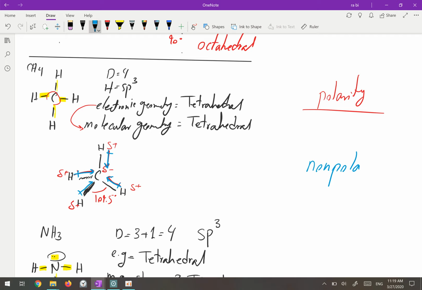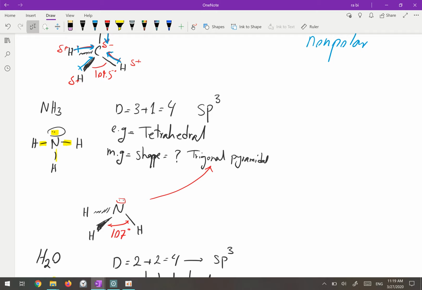NH3, we have shown that NH3 is a polar molecule, so I won't repeat that one. You have three polar bonds in this direction, and these three vectors cannot cancel out each other. So actually, when you have a trigonal pyramidal arrangement and you have polar bonds, they cannot cancel out each other, so your molecule would be polar.